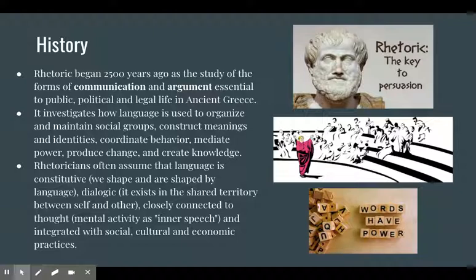Rhetoricians often assume that language is constitutive. We shape and are shaped by language. Dialogic. It exists in the shared territory between self and other. Closely connected to thought, so mental activity as inner speech, and integrated with social, cultural, and economic practices.